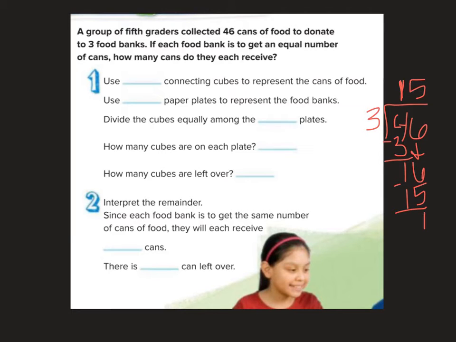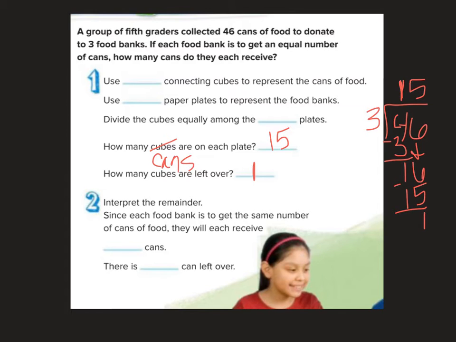Okay, so how many cubes can they put on each plate? Let's say how many, not cubes, how many cans? How many cans does each of the food banks get? They would each get 15. And there's 1 left over. I can divide them equally into 15 in each group of 3. And then I have 1 left over.